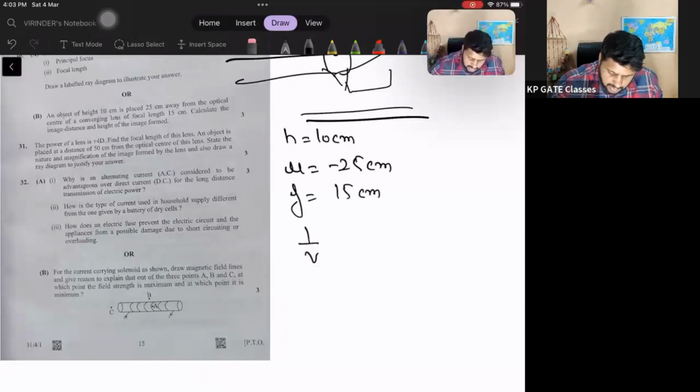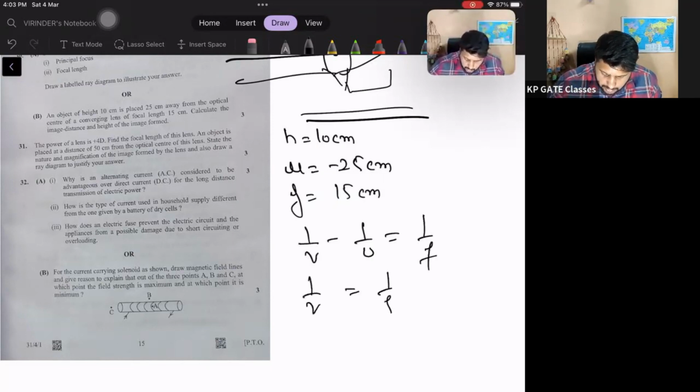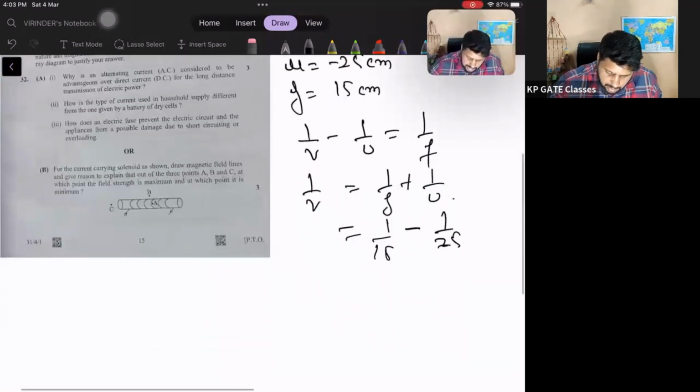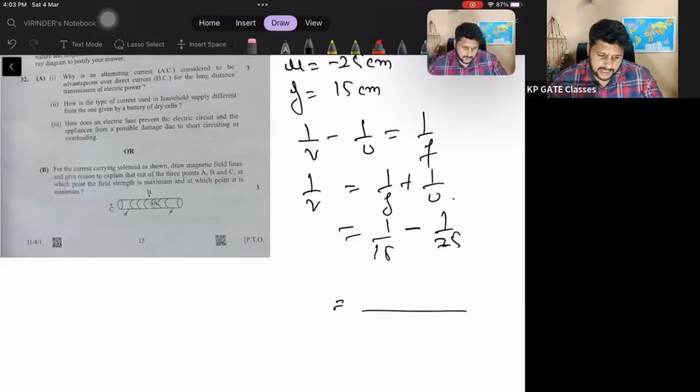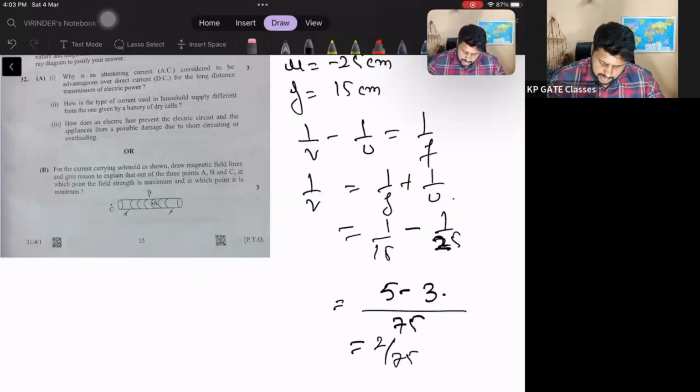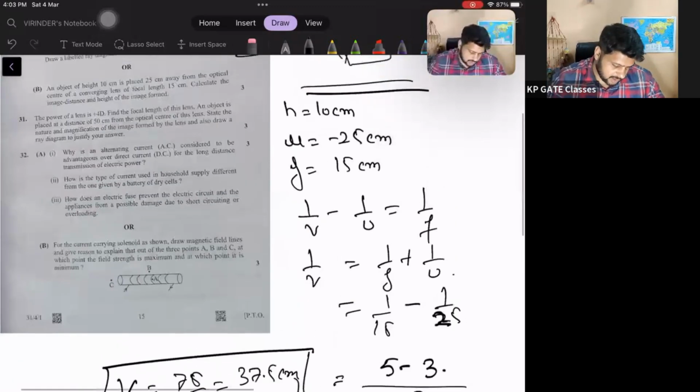Okay, so let's apply the formula: 1 by V minus 1 by U is equal to 1 by F. So 1 by V is equal to 1 by F plus 1 by U. So 1 by 15 minus 1 by 25. Here we have to take the LCM of 15 and 25, so that is 75. 5 minus 3, that is 2 by 75. So that is equal to 1 by V. V will be equal to 75 by 2, that will be equal to 37.5 centimeter. So this will be its answer.